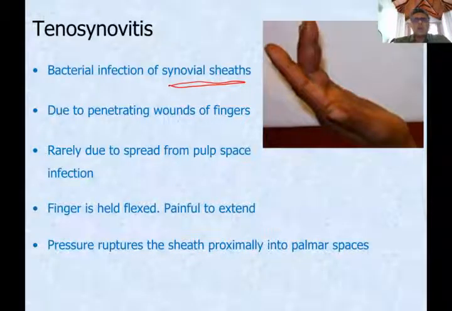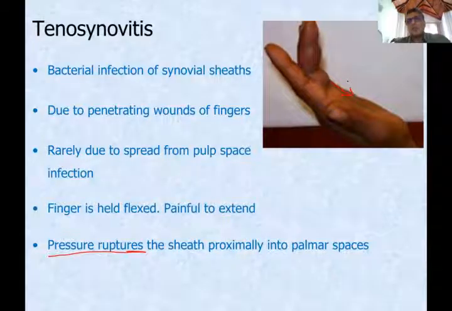Usually the finger is kept in a partially flexed position. If the examiner tries to passively extend it, it's very painful, because the pressure increases inside. And if it is not treated early with antibiotics, then the pressure increases with the increasing collection of pus, and the synovial sheaths can rupture proximally into the mid-palmar or thenar spaces. Then the infection can spread into the forearm. We'll come back to it later.